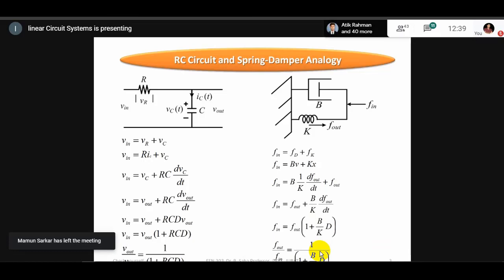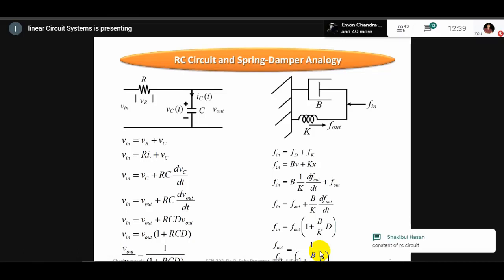RC is the time constant of the RC circuit. You forgot, RC is the time constant. All right. So everybody understands this left part, the RC circuit analysis? Yes, sir. Okay.